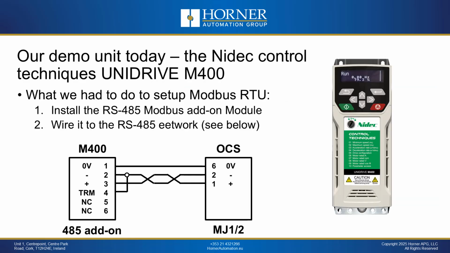Let's talk about our specific demonstration today for the Unidrive M400. The first step was to install an add-on module to support RS485 Modbus. Not all drives require this, but the Unidrive M400 does. Next, we had to pair it up with our RS485 network in our demo. You can see we use a twisted pair wired for this data, as well as an extra conductor for the ground. You will also notice an extra jumper wire on the M400 side for termination. This is how the M400 handles termination. Very convenient on the OCS side, we have a setting in the system menu to enable termination on the OCS side.